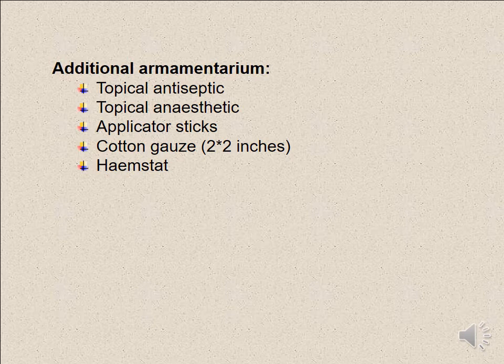Additional armamentarium, besides what is used for giving an injection, includes topical antiseptic, topical anesthetic, applicator sticks, cotton gauze 2 by 2 inches, and hemostats, which are used locally as a non-injectable type of local anesthesia.